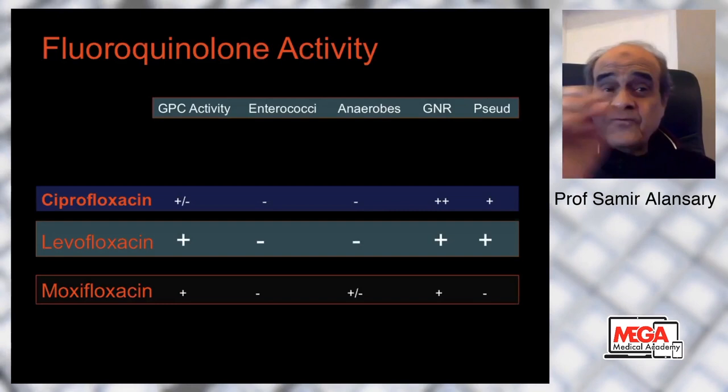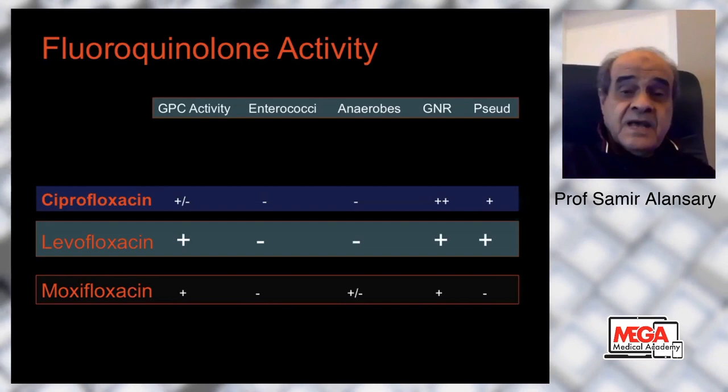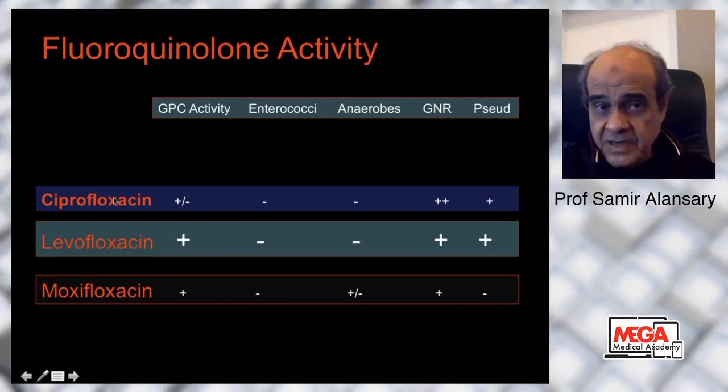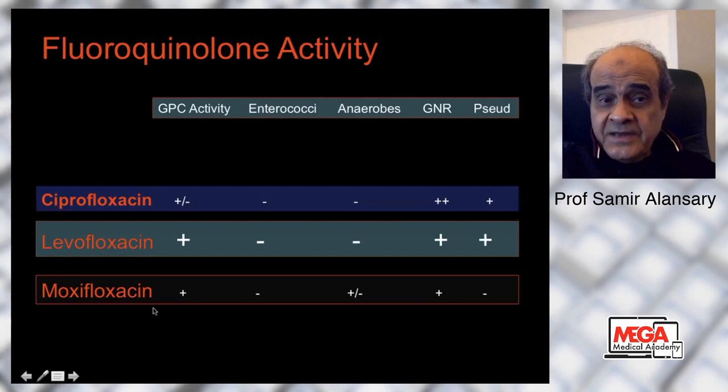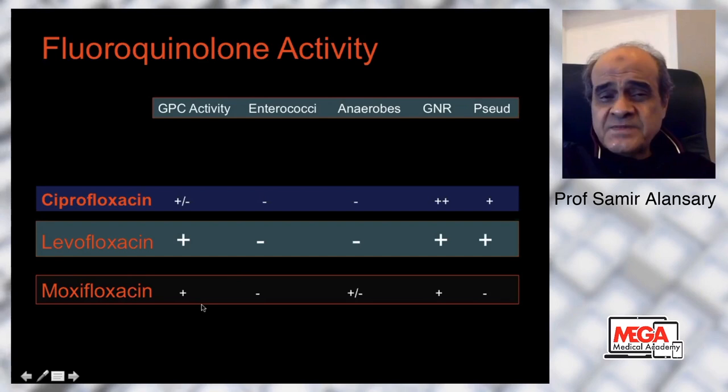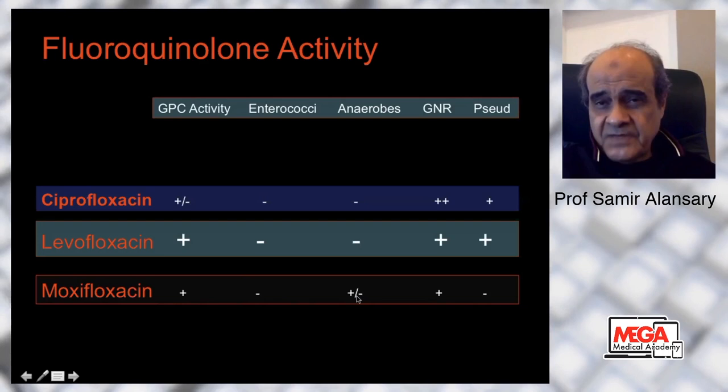The other group of drugs which is very common, the fluoroquinolones, which include ciprofloxacin, levofloxacin, and moxifloxacin. Cipro covers urinary tract infection and is more specific to gram-negative. It can cover gram-negative organisms. Gram-positive, maybe, but levo and moxi also cover gram-positive. All of them do not cover enterococci, like cephalosporins. Also anaerobes, not covered, except moxifloxacin may cover anaerobes, but not a real covering effect.